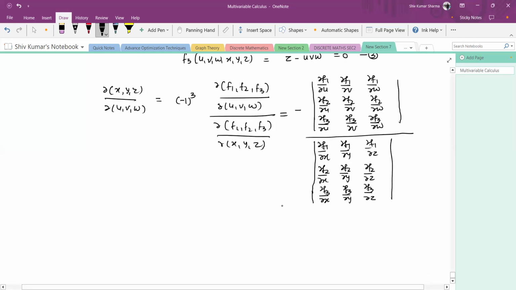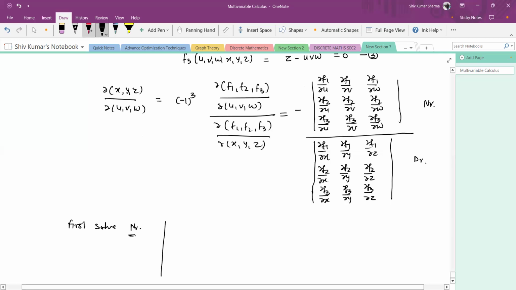Okay, so we simplify this. Both the numerator and denominator can be solved separately. So we solve separately. First we solve the numerator, then the denominator. So this is our numerator part, and this is the denominator. So first we solve the numerator.